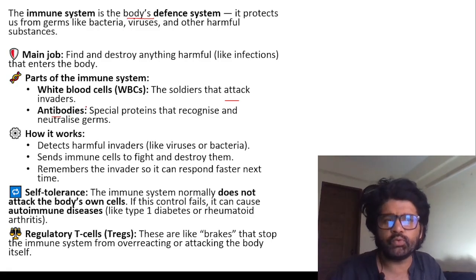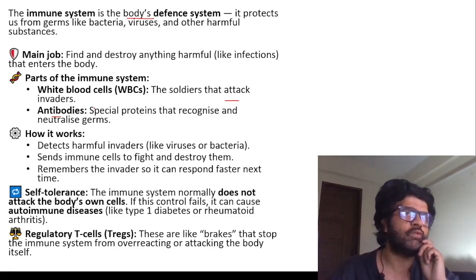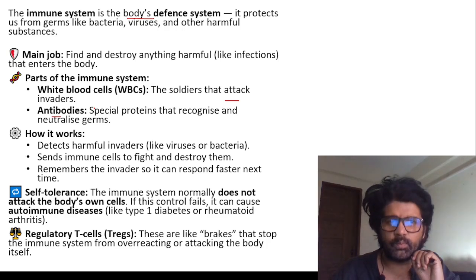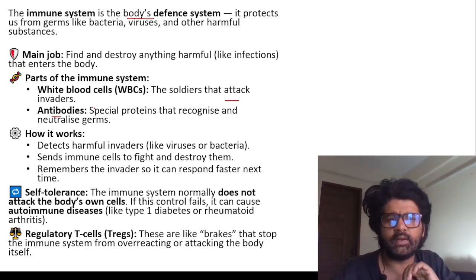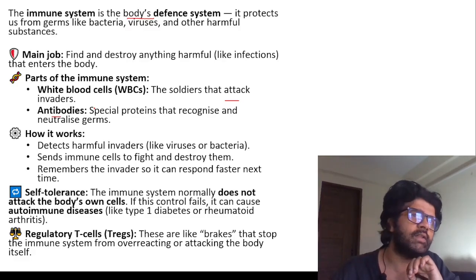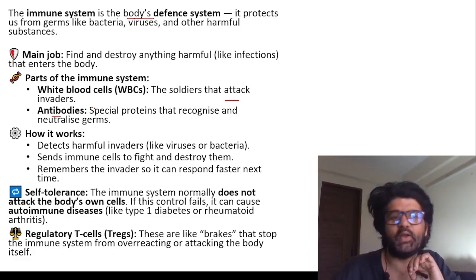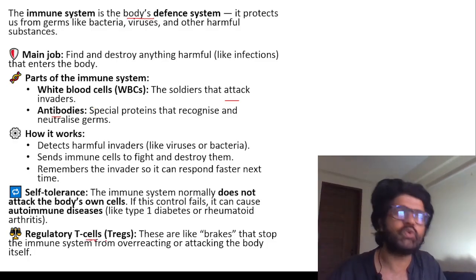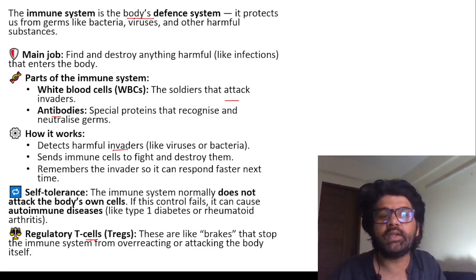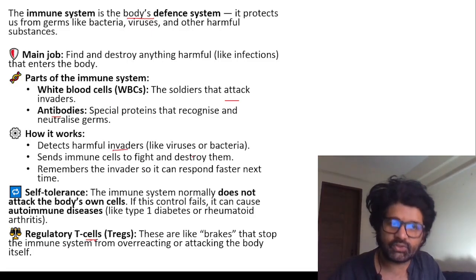So how will the immune system decide whether it has to attack foreign agents or its own body? If I start fighting with my own sister, that would be wrong, right? So to ensure that I am fighting with others, and not my own sisters and brothers, you have something called T cells, T-Regs, which works on a particular gene. We'll talk about it. So these WBCs and antibodies detect invaders, and they destroy them rather than destroying their own cells.